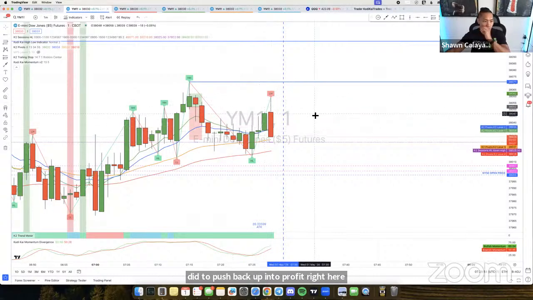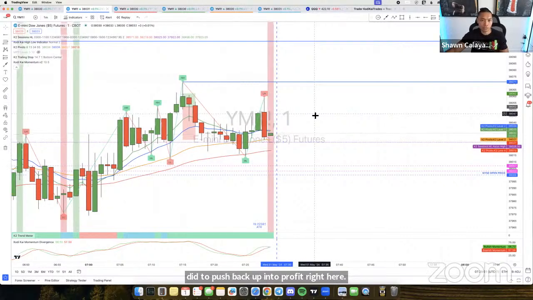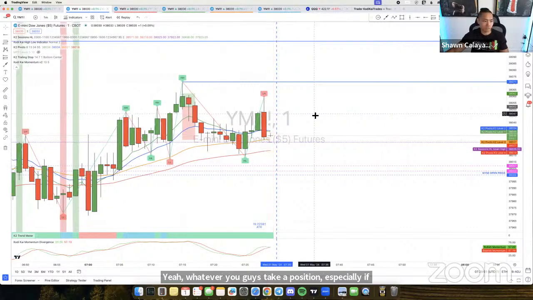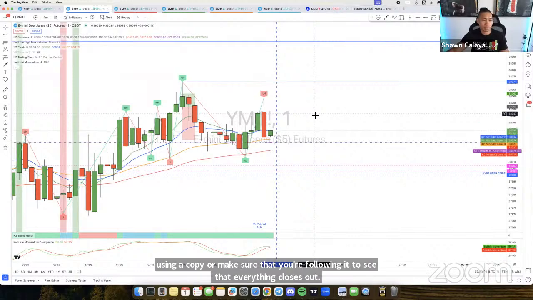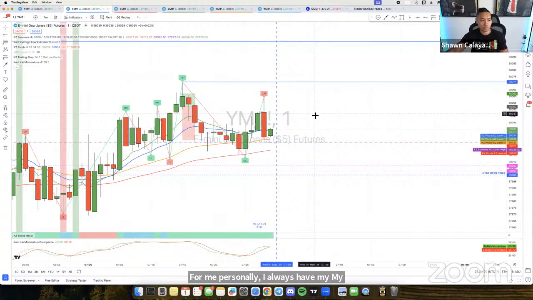Whenever you take a position, especially if you're using a copier, make sure that you're following it to see that everything closes out. For me personally, I always have my control panel window open so I can see all my active accounts. And whenever I close my trades, I always hit flatten all as well, just to confirm it.